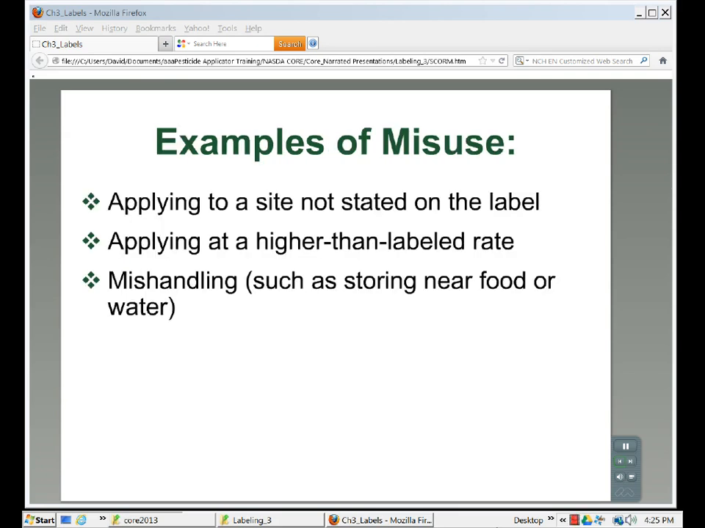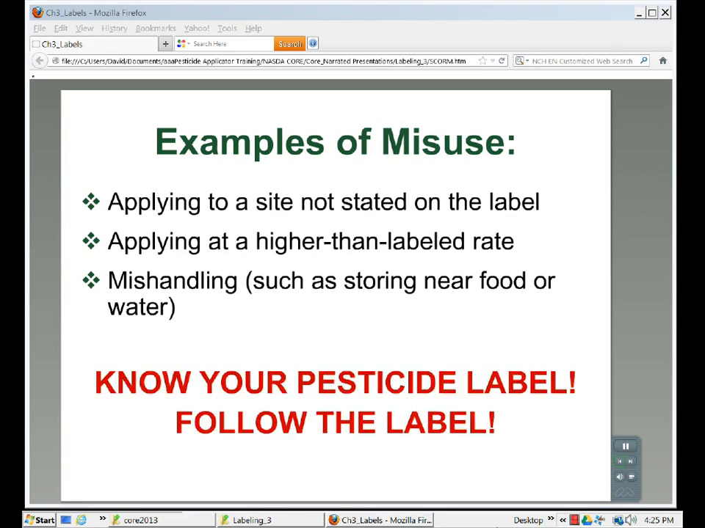All pesticide users must read and follow the label to avoid misuse of the pesticide product. Misuse includes application of the pesticide to a host or site not listed on the label. When you apply at a rate higher than listed on the label, it's a misuse. Improper handling of the pesticide is also a misuse.